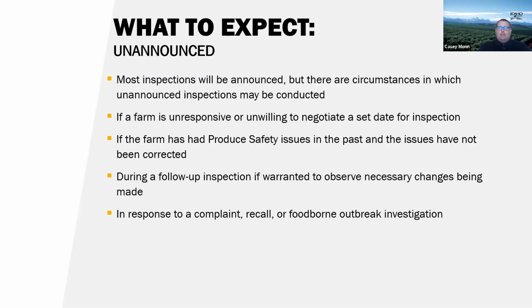If the farm has had produce safety issues in the past and those issues have not been corrected, and we've been working through follow-up inspections and we're not seeing the progress made, an unannounced inspection can be warranted to show up and monitor progress. And last but not least, again, in response to a complaint or a recall or food outbreak investigation, as we talked about with the for-cause inspection briefly earlier.